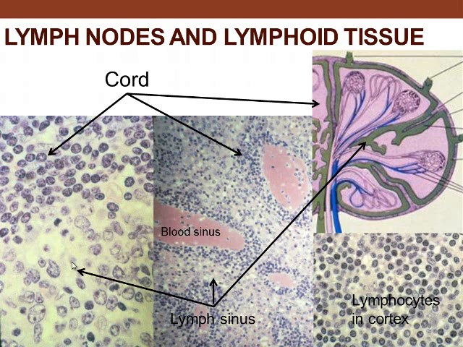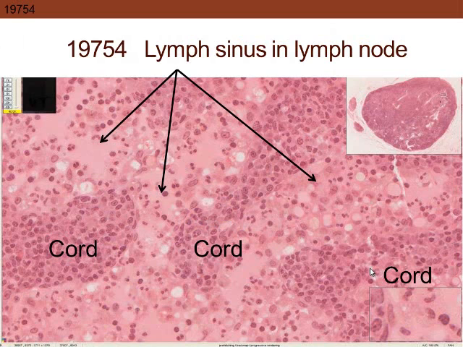And that's what we're seeing here and here. And in between there we have cords of cells. So these are cords of cells. And then you also have vasculature. This is the blood sinuses, lymphatic sinus, blood sinuses, and a lot of lymphocytes located there.